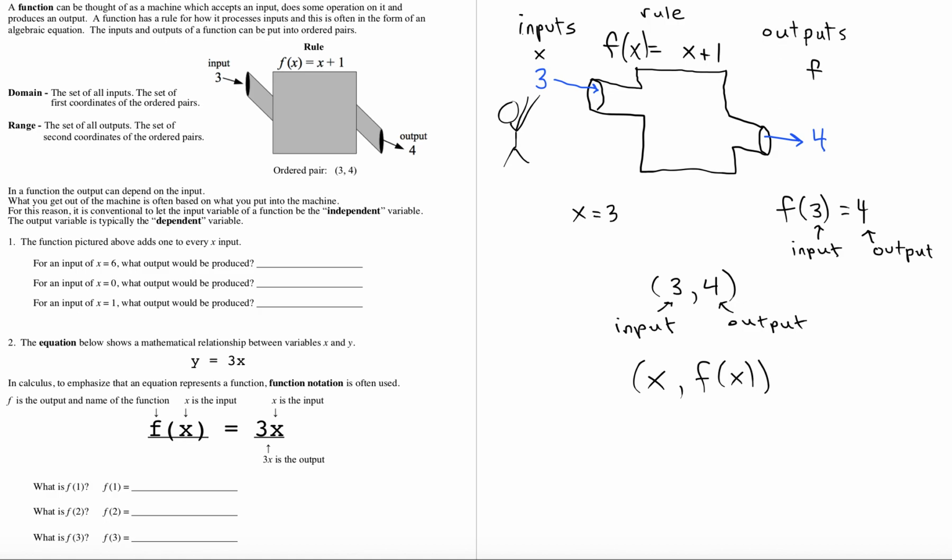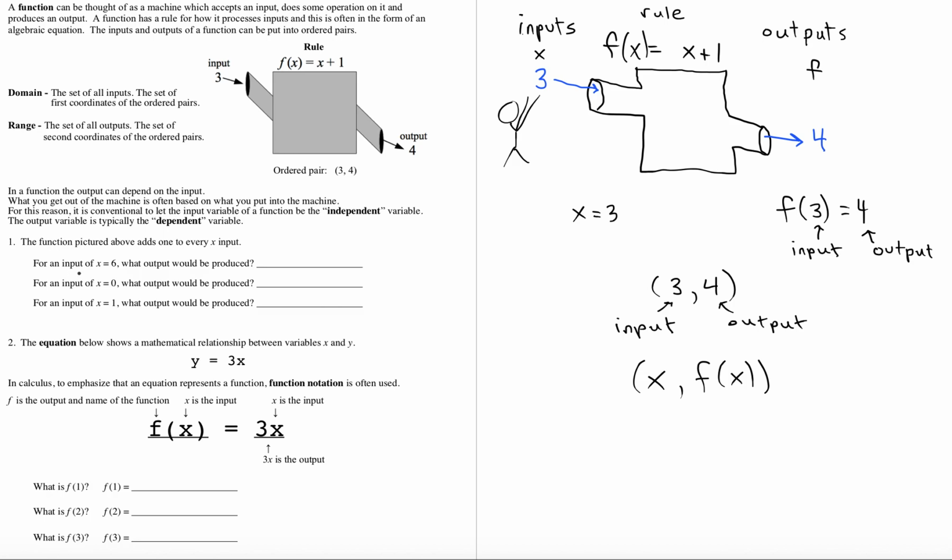Let's see if we can come up with some other ordered pairs that would work for this function. It says here that in a function, the output can depend on the input. What you get out of the function is often based on what you put in. So for this reason, it's conventional to let the input variable of the function be the independent variable, and the output variable is often called the dependent variable.